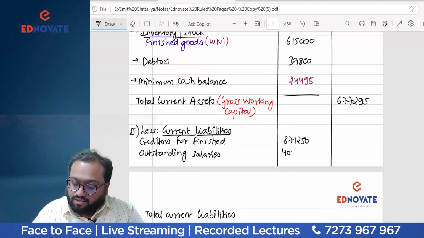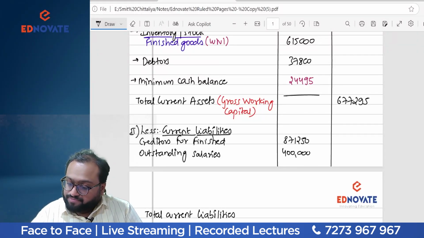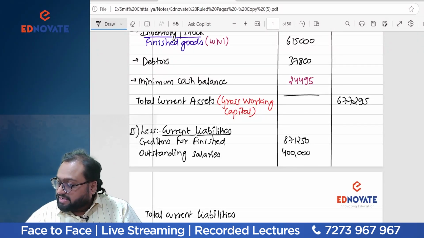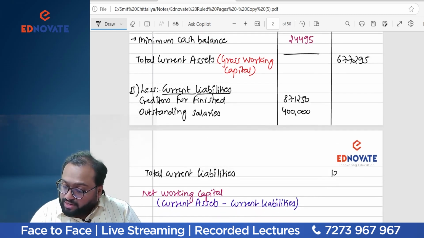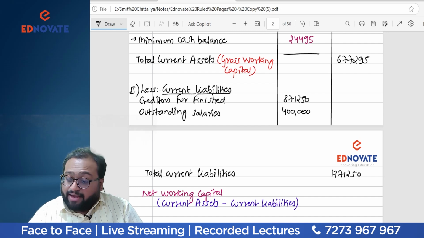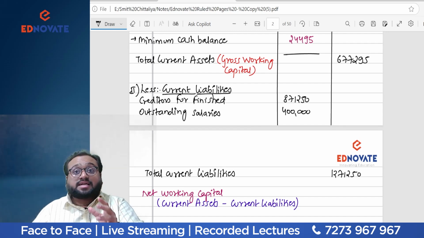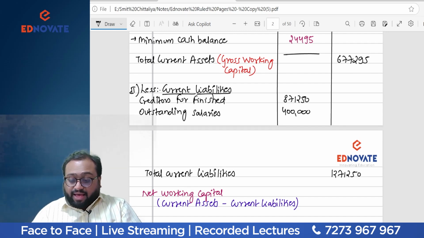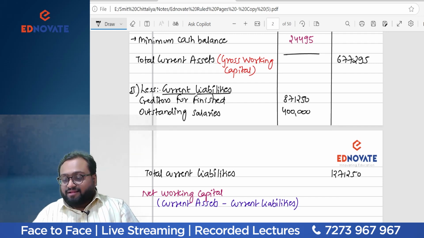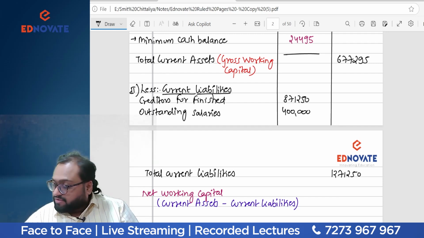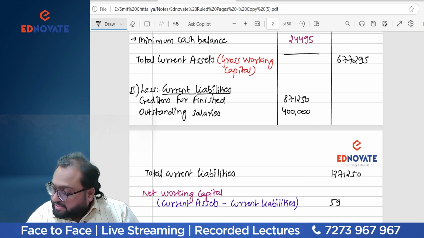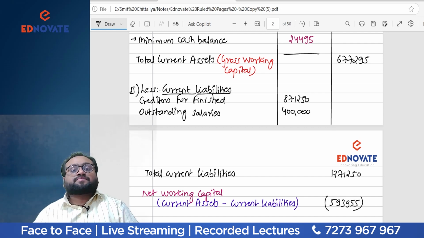Am I right? And I'll get the total figure for my current liabilities. It is 8,71,250 plus 4 lakh. It is coming to nearly 12,71,250. And to my surprise, my current assets are less than my current liabilities. I have a negative working capital. Wow. And how much will be my negative working capital? 12,71,250 minus 6,77,295. I have 5,93,955 as my negative working capital.